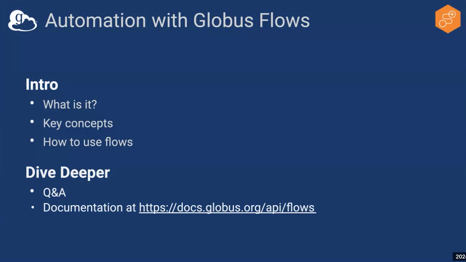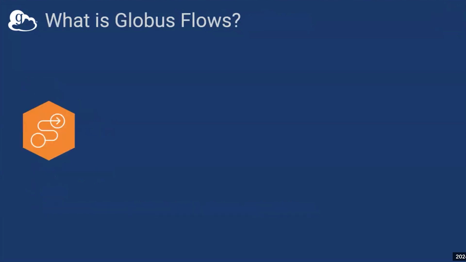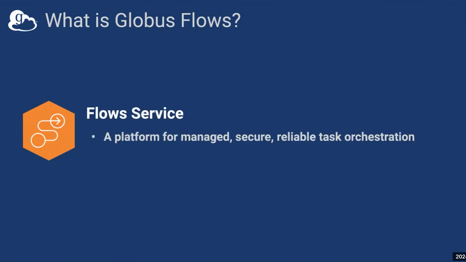So for starters, what is Globus Flows? Flows is a service for creating and managing hosted automations called flows. It is a platform for managed, secure, reliable task orchestration. And one of the things that it allows you to do as a managed service is, in addition to being able to run and execute these repeatable automations, it also allows you to share with users and groups.